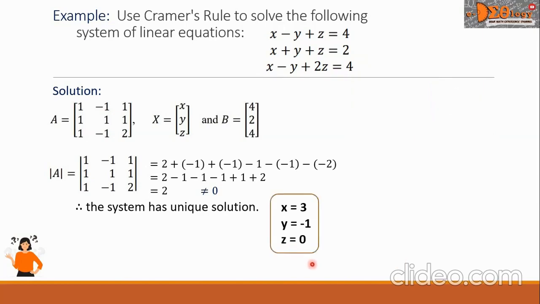We are now complete with the values. X equals 3, y equals -1, and z equals 0.